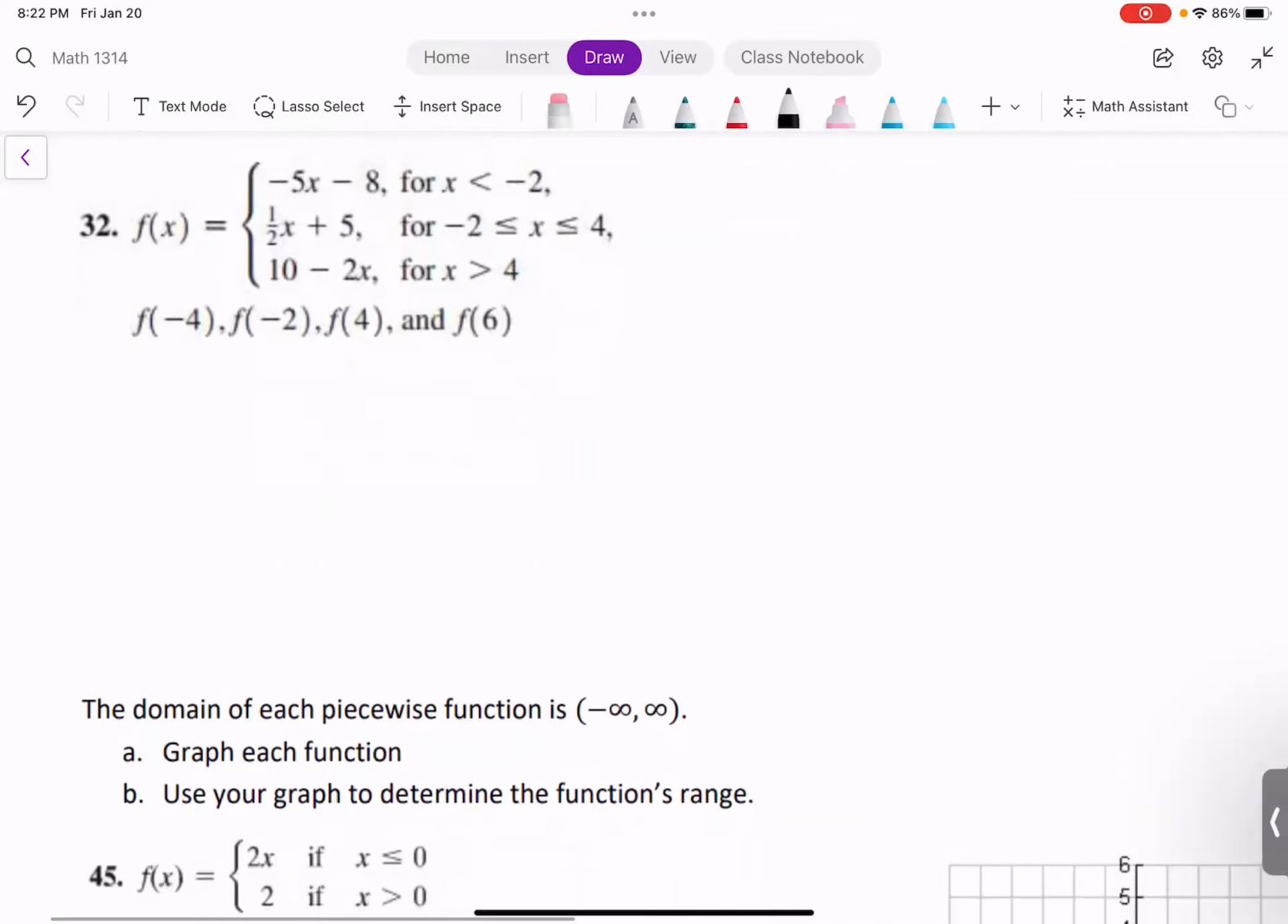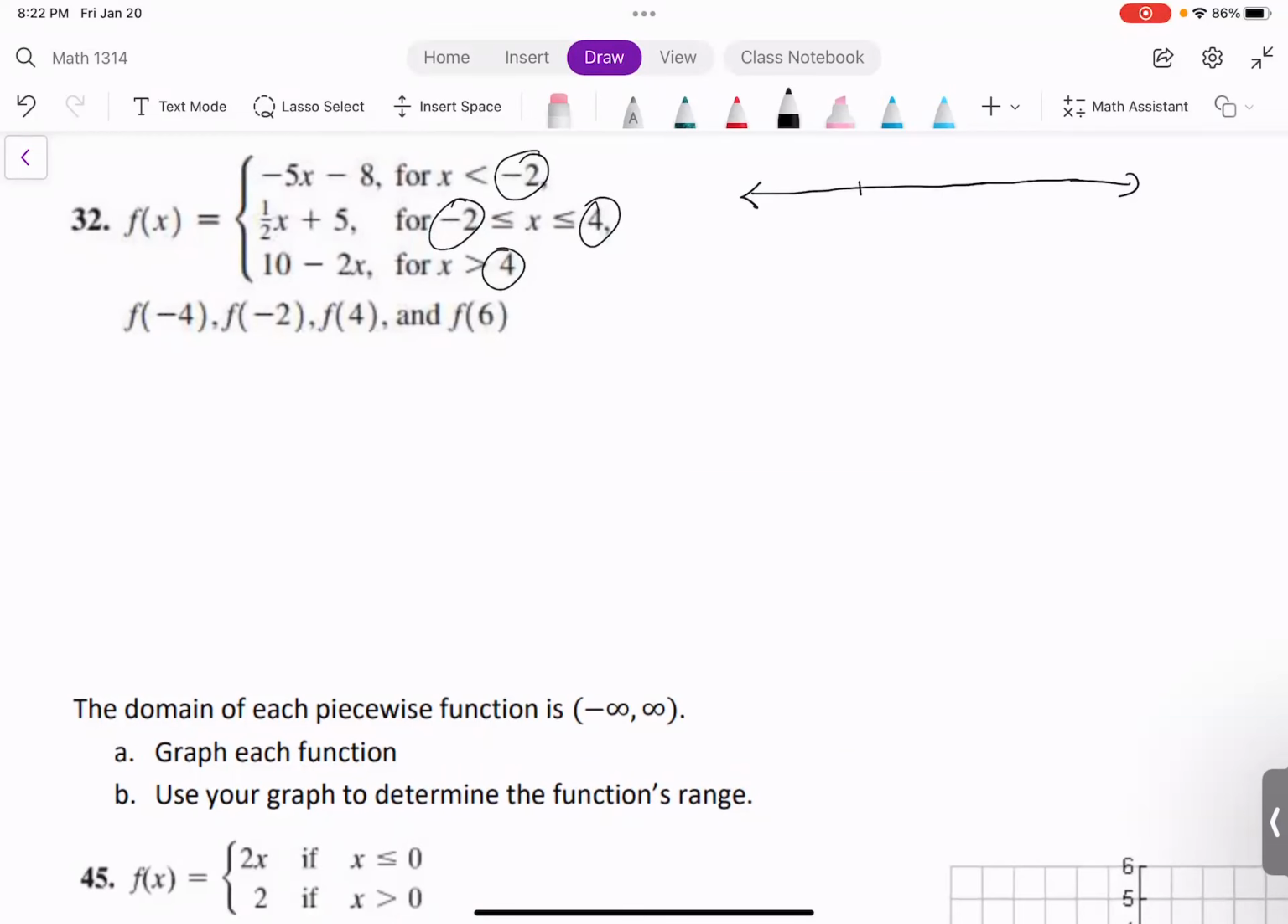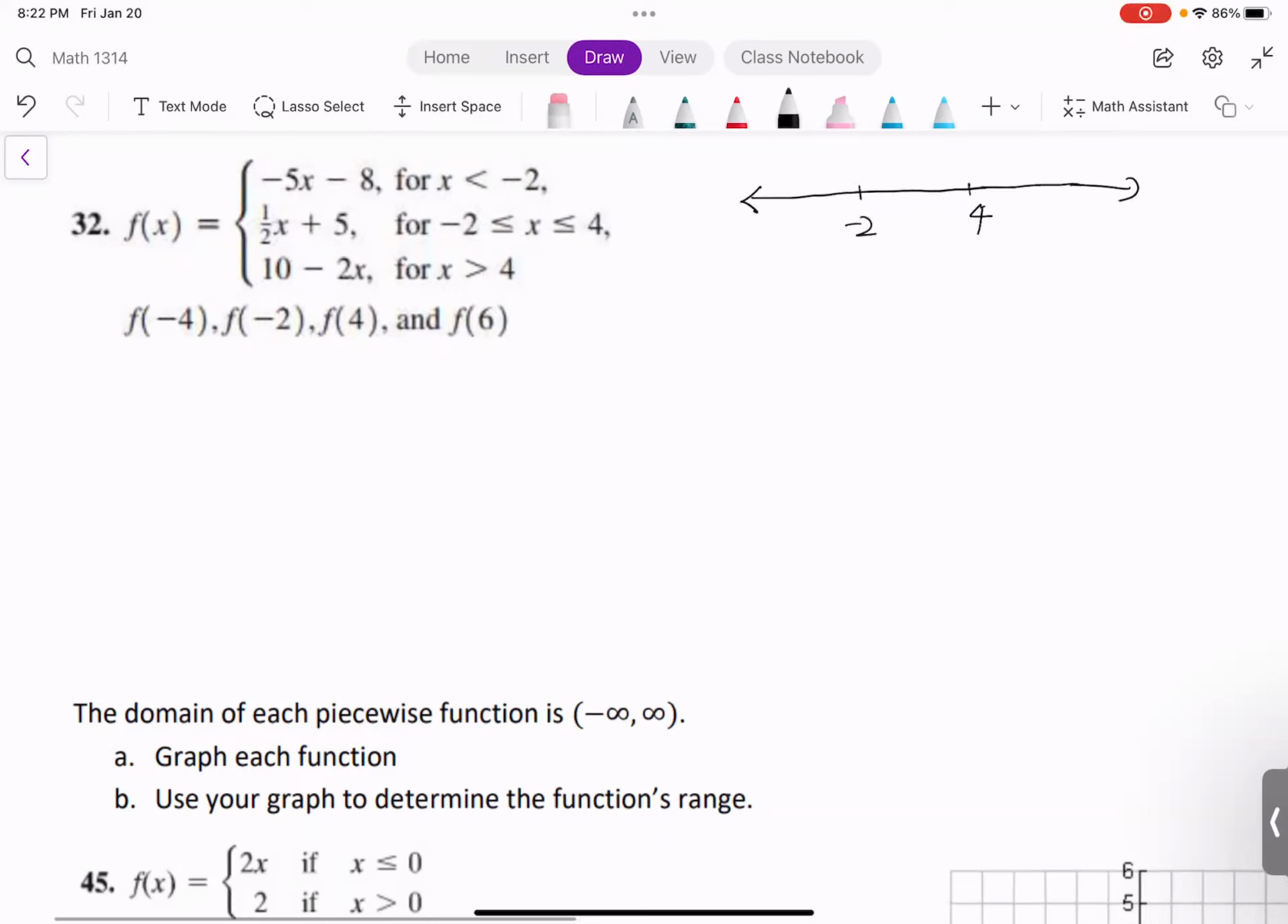Number 32, this one, the x domain is divided into 3 parts. Let me draw a long number line and find the key points. First one is -2. Second one is 4. Oh, we only have 2 key points. The 2 key points divide it into 3 parts.